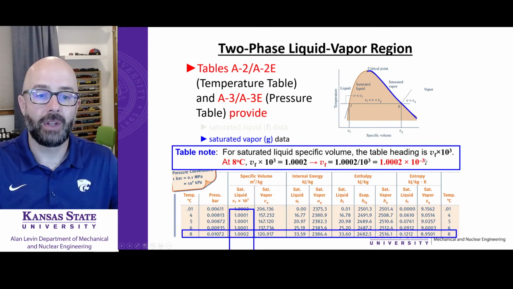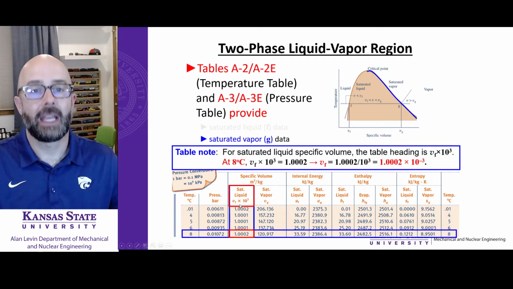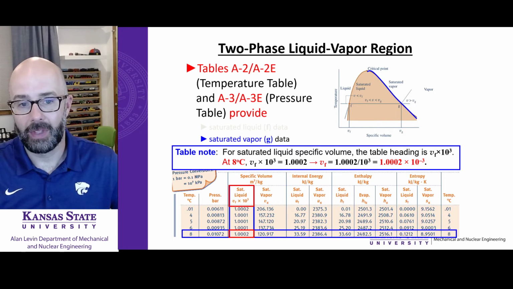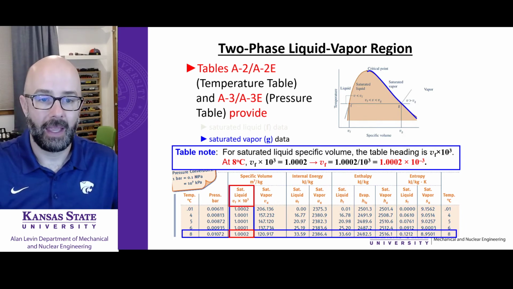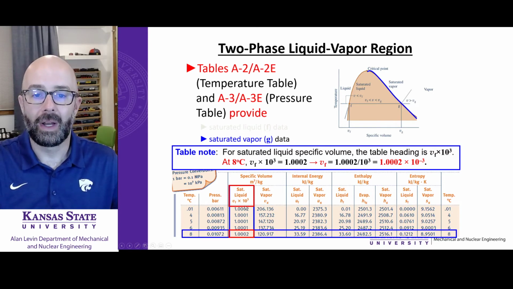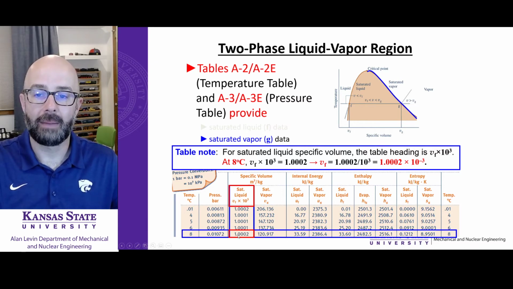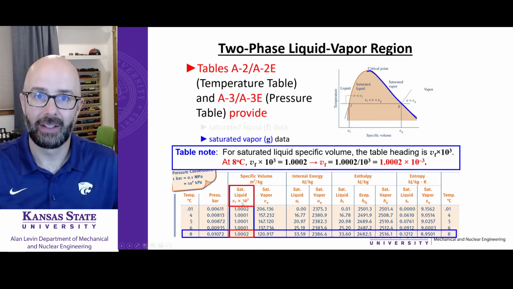Okay. Now note, it's very important to note this. In some of your tables, the specific volume here, for the liquid, shows you vf times 10 to the third. What it's telling you is that this value is not 1.0001, or here I've got 1.0002. This is 1.002 times 10 to the negative third.